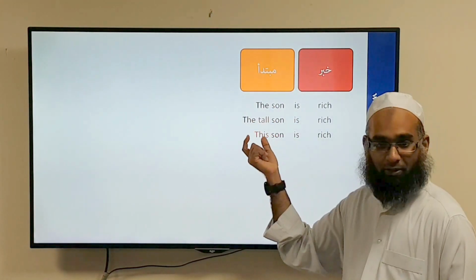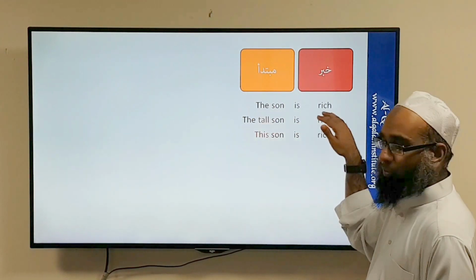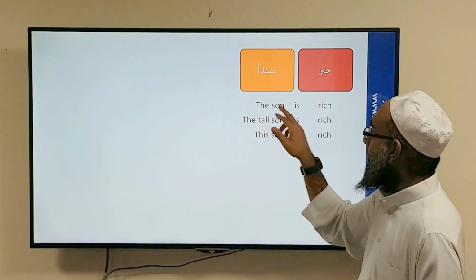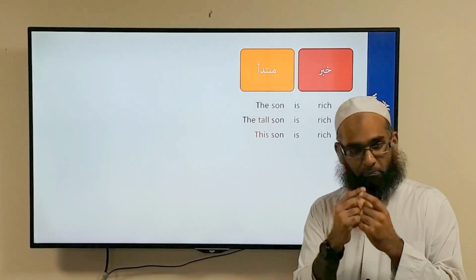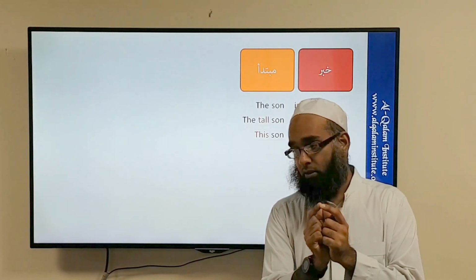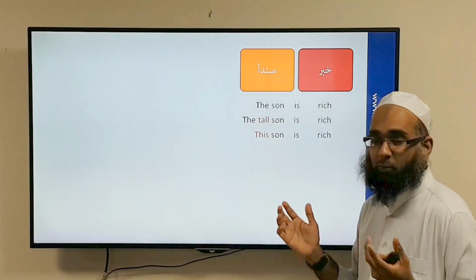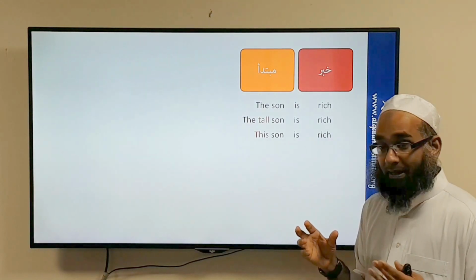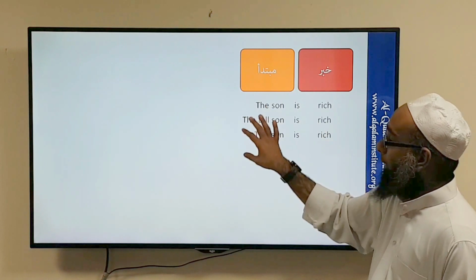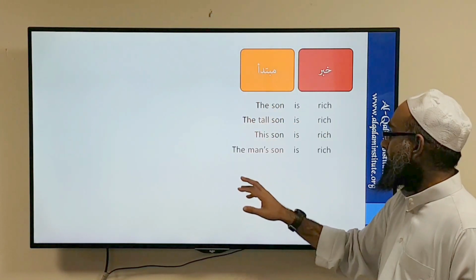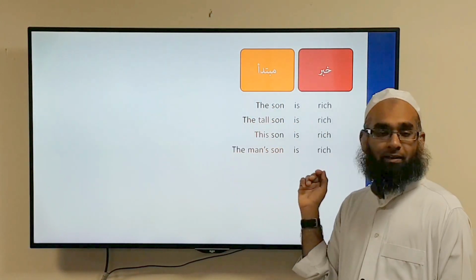It's not one word anymore. This is the basic mubtada we've done before: Allah is the Lord, or Muhammad is the Prophet sallallahu alaihi wasallam, Nuh is a messenger. A simple mubtada was a single word. Now we're expanding on the mubtada, spreading it out. And this is what we call a phrase: two or more words take the slot, or take the position, of one slot. Not the sun, but the man's son.